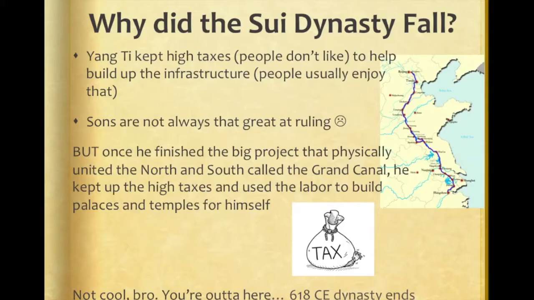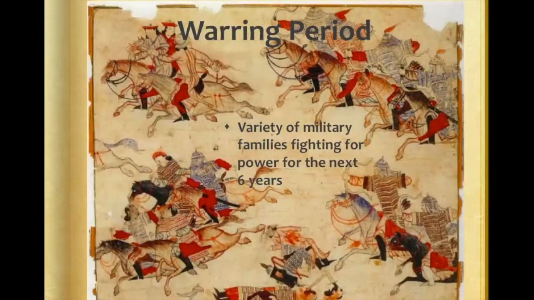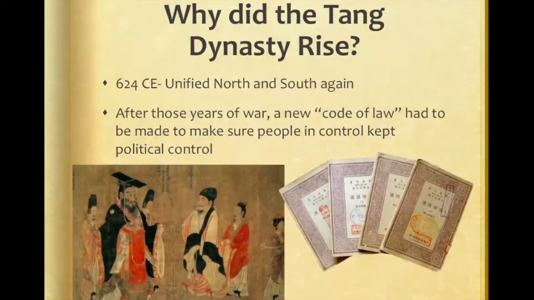Didn't last very long. When one dynasty falls, another emerges. Unfortunately, it took 6 years for another family to unite, to take power, and lead into another dynasty. So we call it the Warring Period. The next dynasty is the Tong Dynasty. It's 624, again, unified North and South again.